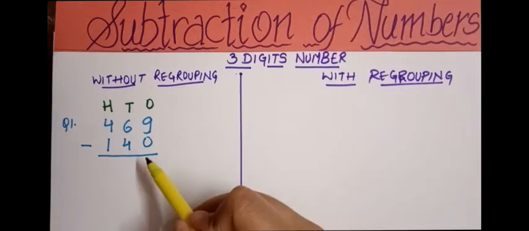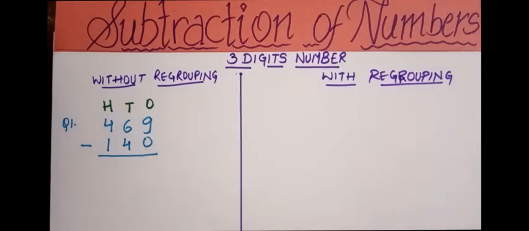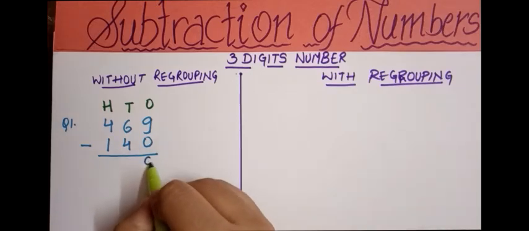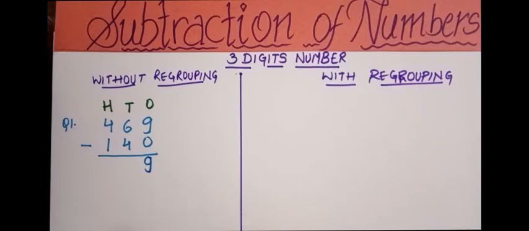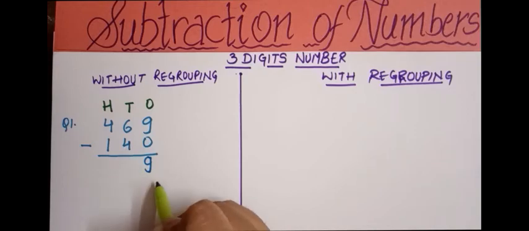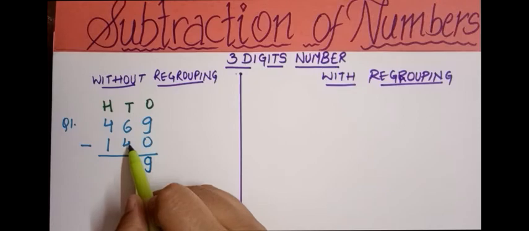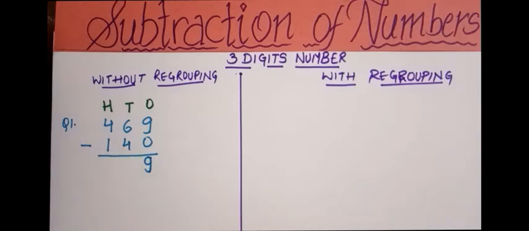So here we have to subtract 0 from 9. Subtracting 0 from 9 means we don't have to subtract anything from 9 because 0 doesn't have any value. So the answer will remain 9. I'll write 9 here in the ones column. Then moving on to the tens. Whenever we subtract, we always start from the ones column, then we do it for tens and finally the hundreds.